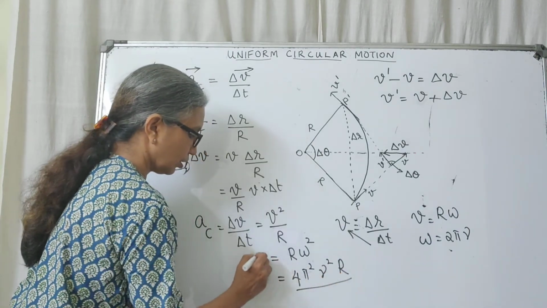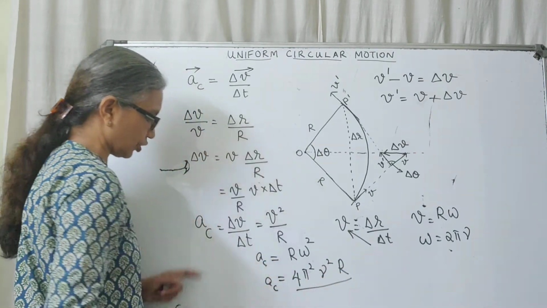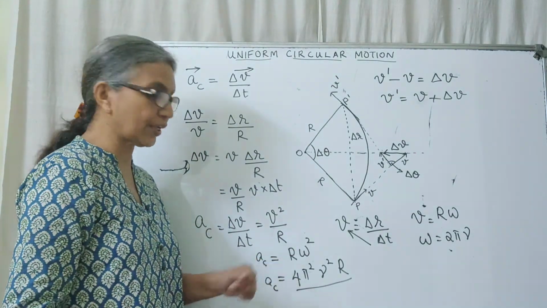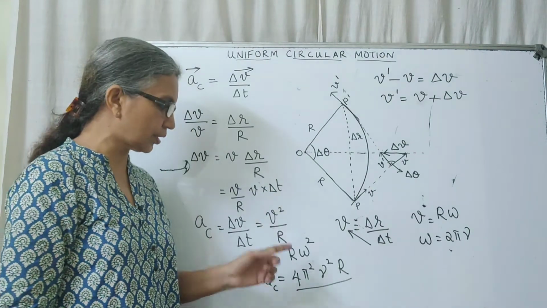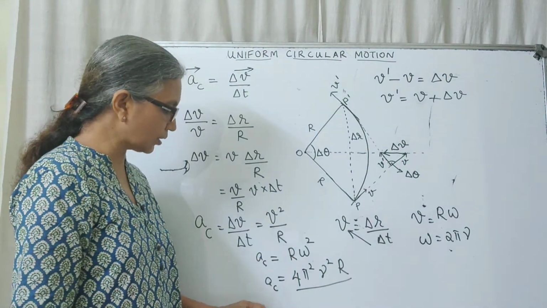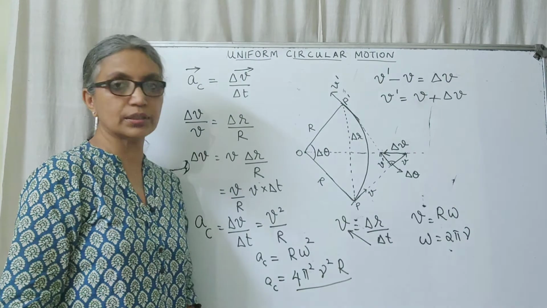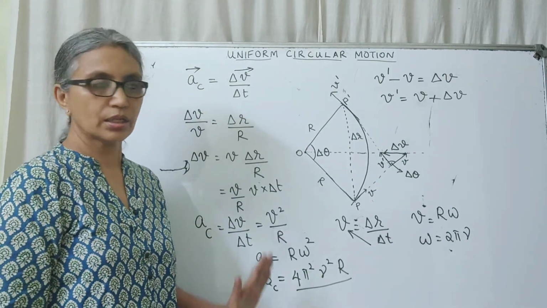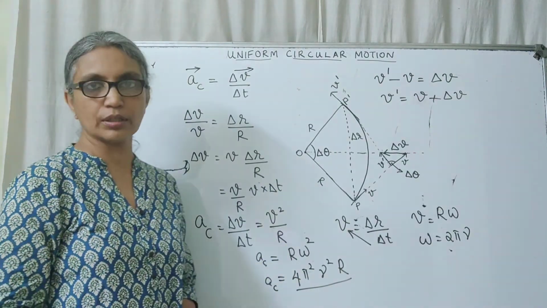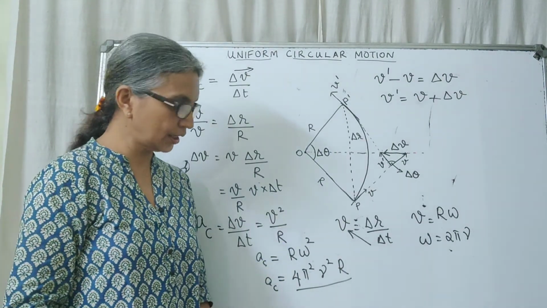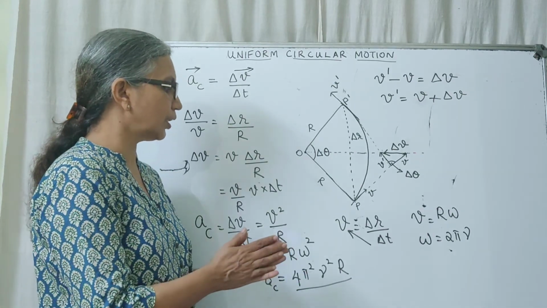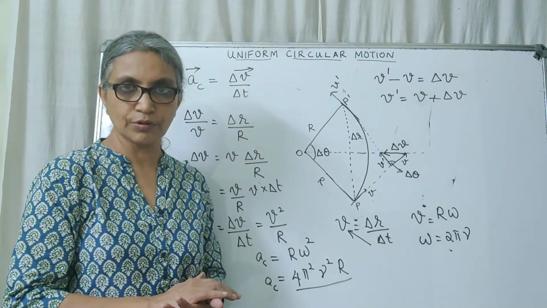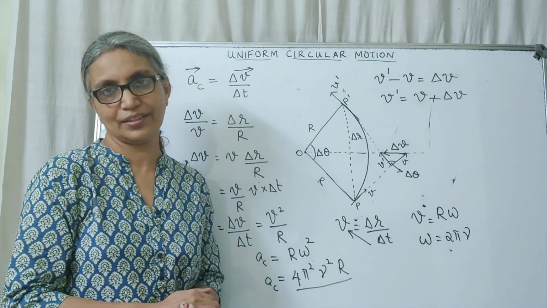So these are all formulas for the centripetal acceleration. In terms of linear velocity, it is v square by r. In terms of angular frequency or angular speed, it is r omega square. And in terms of linear frequency, it is 4 pi square nu square into r. Okay. So our topic on uniform circular motion is complete for today. I hope you remember that all these formulas are very important for you to carry over from class 11 to class 12. Thank you.